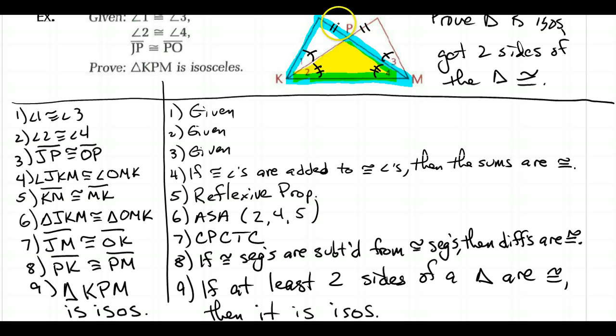And then since I was given these small angles up at the top were congruent, I could subtract those from the corresponding parts in step 7 to get PK and PM. And these are the two legs of the isosceles triangle. So once I get those congruent by subtraction, then I know that triangle KPM is isosceles. If at least two sides of a triangle are congruent, then it is isosceles.